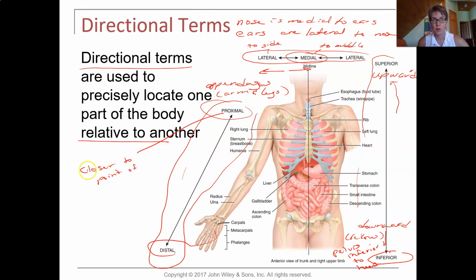Either your shoulder or your pelvis. Proximal, proximate, means closer. Distal means that you're further away from the point of attachment. And again, these are only for arms and legs.